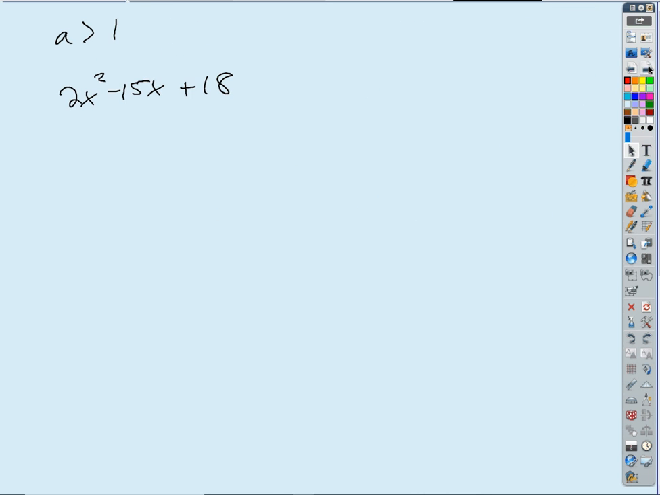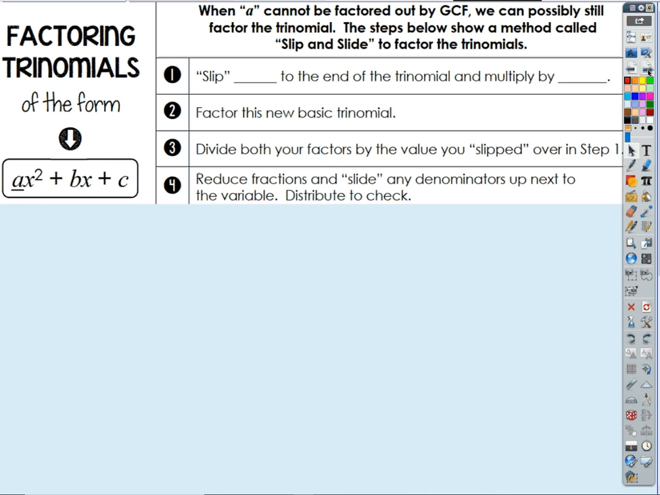So what about one like this? What about one like this, where a is greater than 1? And this time there is no greatest common factor, right? So this is where we go through the process of, in fact, let's skip ahead. We go through the process of slip and slide.